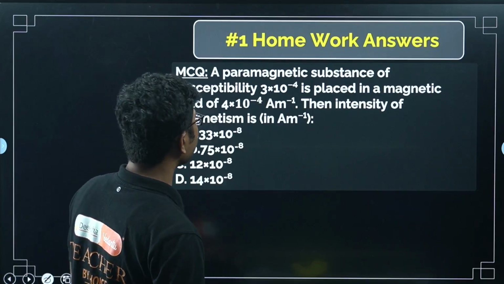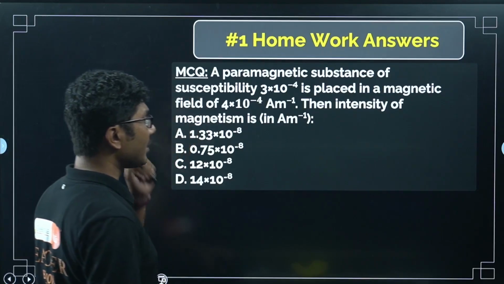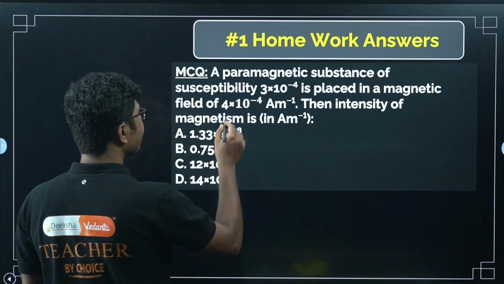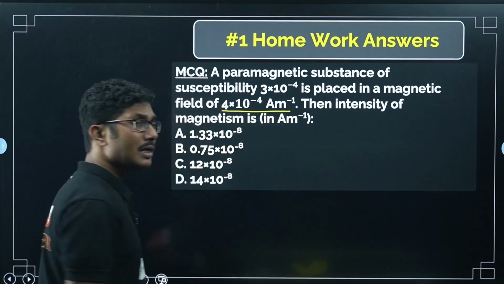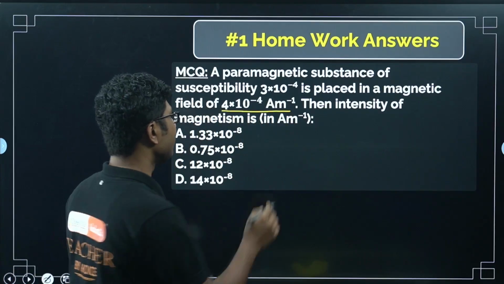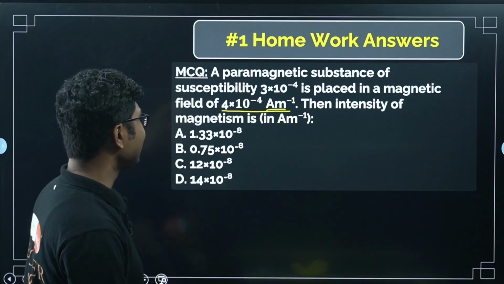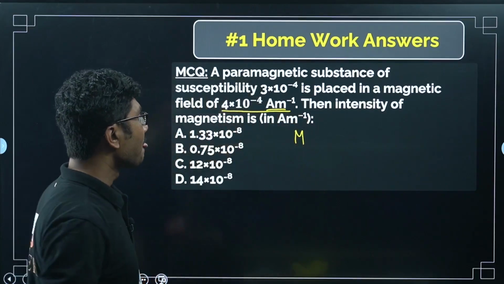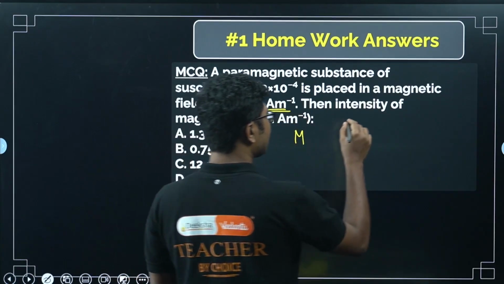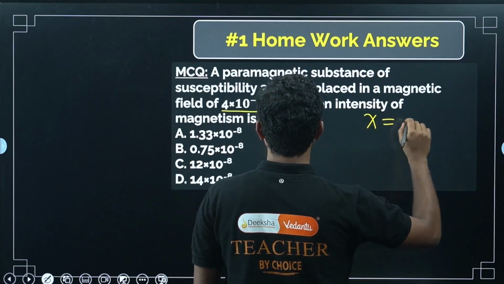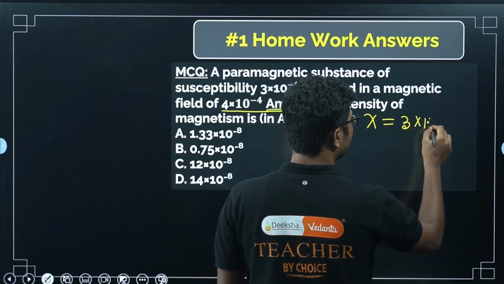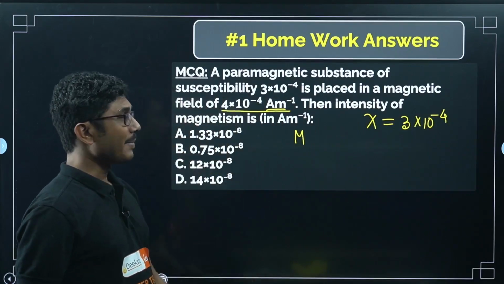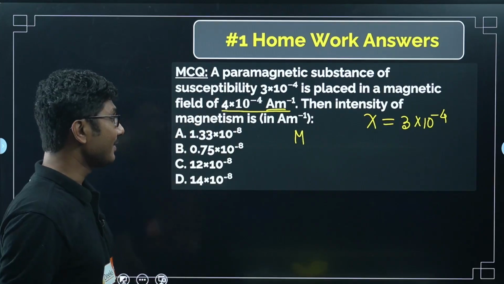A paramagnetic substance of susceptibility 3 times 10 to the power of minus 4 is placed in a magnetic field of 4 times 10 to the power of minus 4 ampere per meter. This unit is very important. Then the intensity of magnetization, so what they have asked you to find is capital M. Now susceptibility, we know, is given by chi equals 3 times 10 to the power of minus 4, right? Now they have asked you to find the intensity of magnetization, that is M.